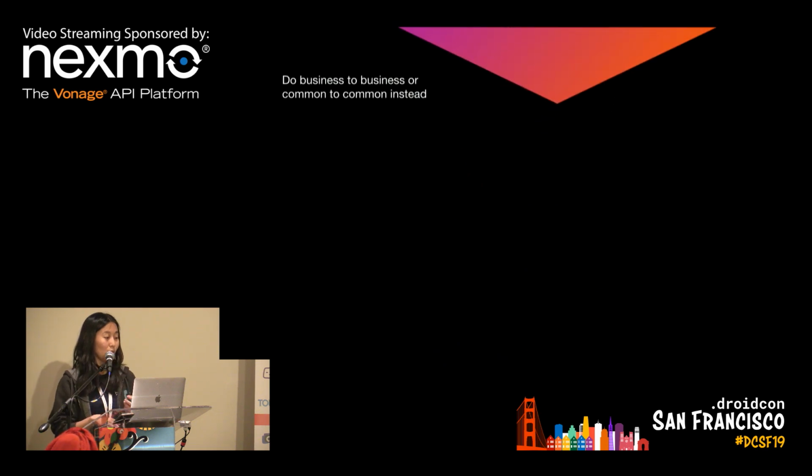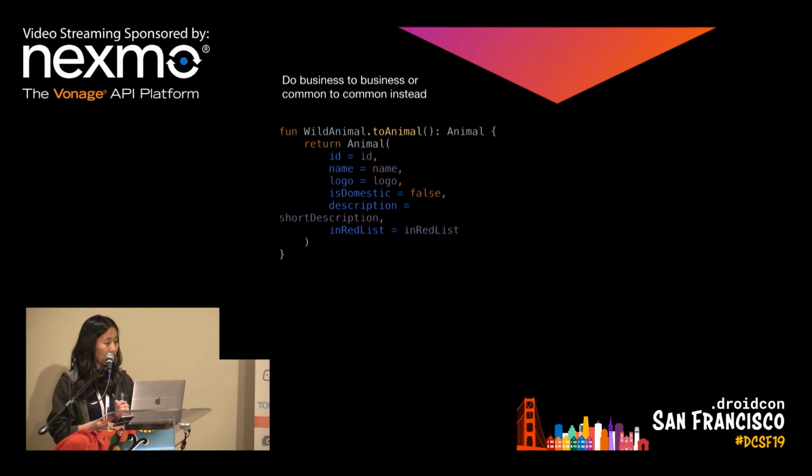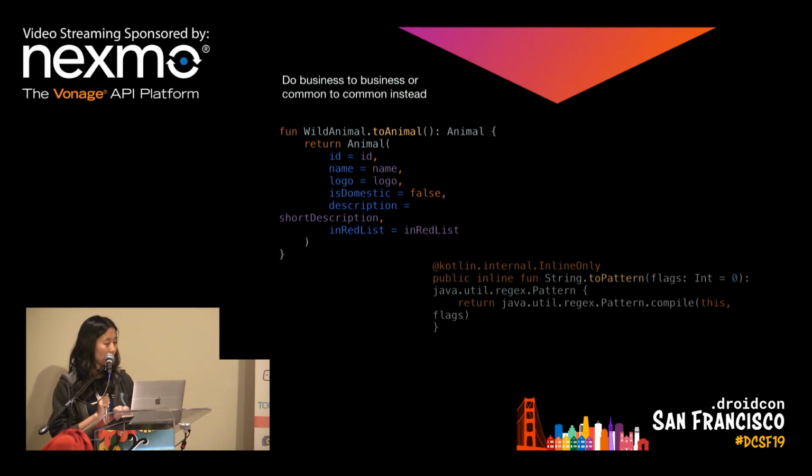Instead, I would recommend doing extensions from business to business or from common to common type. That's easier later on when you move from one project to another, so you can just copy-paste your extension functions and put them in a different project to use. Here's an example with animals again, from WildAnimal to regular Animal.